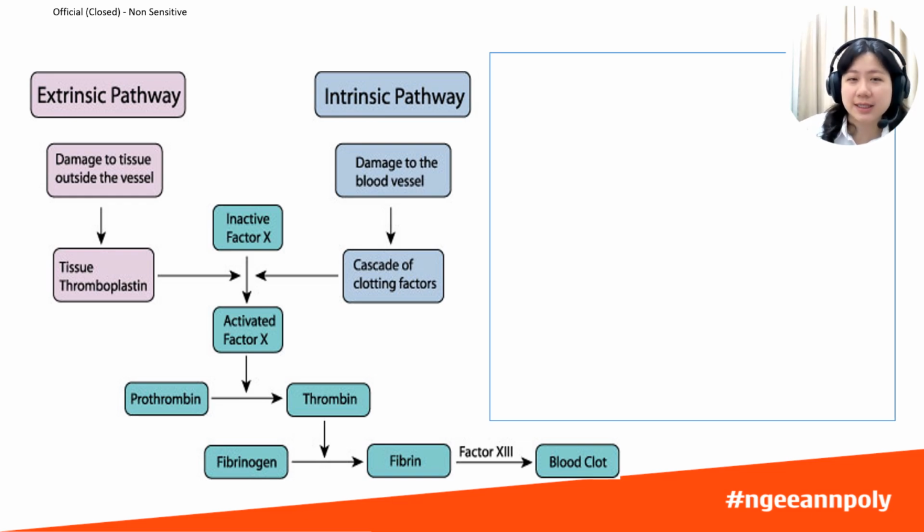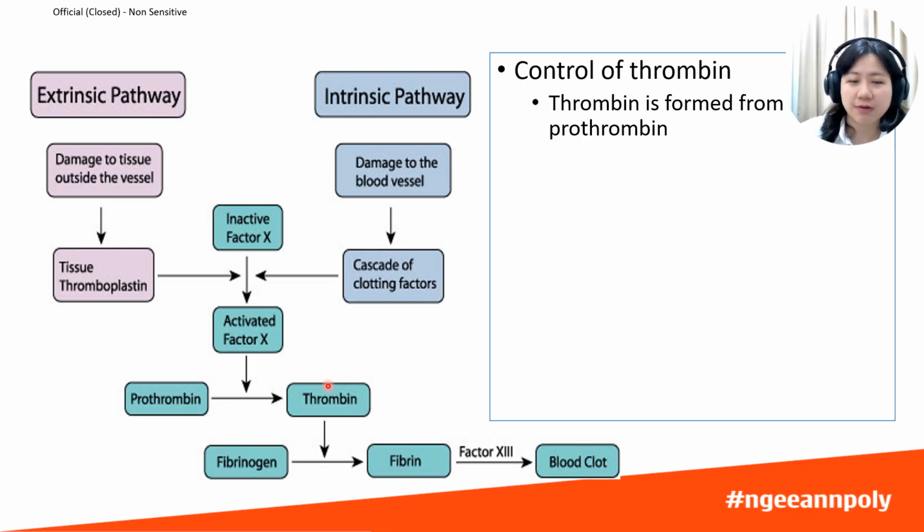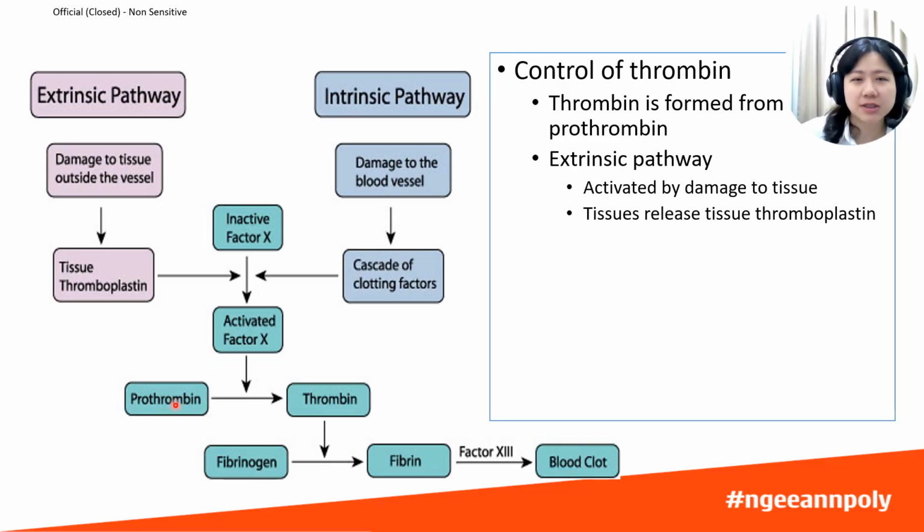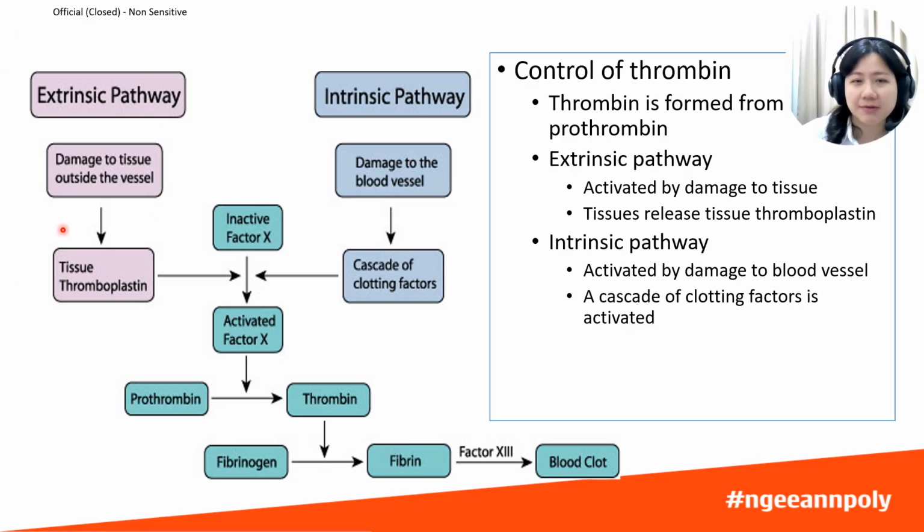Let's take a closer look at the series of events. Earlier, we saw that thrombin converts the soluble fibrinogen to fibrin, which forms the clot. But how is thrombin itself activated? Thrombin is formed from its inactive form, prothrombin. When damage occurs to tissues, the extrinsic pathway is activated. When blood vessels are damaged, the intrinsic pathway is activated. We will not go into the details of all the clotting factors involved in these two pathways. The clotting factors are numbered 1 to 13 using Roman numerals.